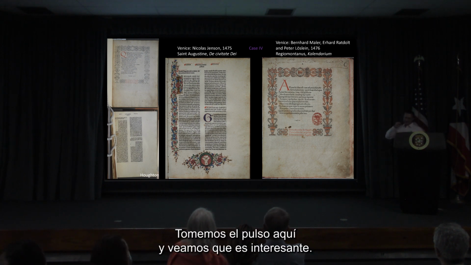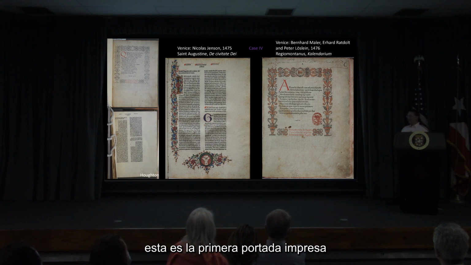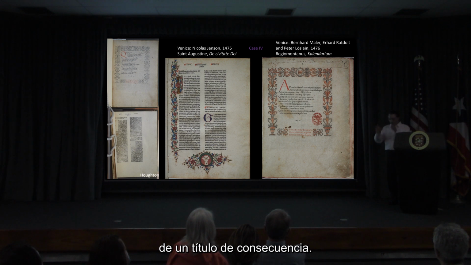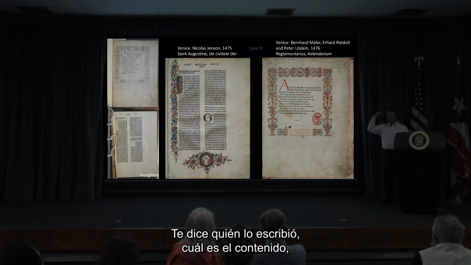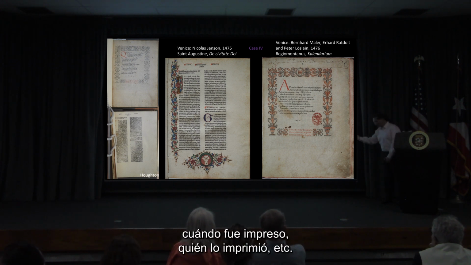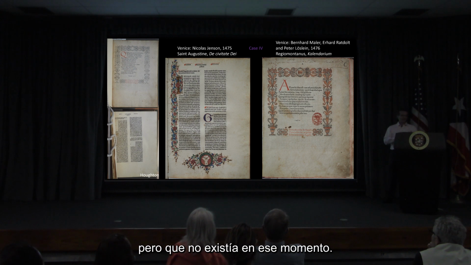So let's take a look here, and what is interesting, this is a super famous page because by and large, this is the first title page ever, or a title page printed in a book of any consequence. A title page, what we understand as a title page, means something that tells you who wrote it, what it is, the content, when it was printed, who printed it, etc. So something that we expect, something that didn't exist at the time.